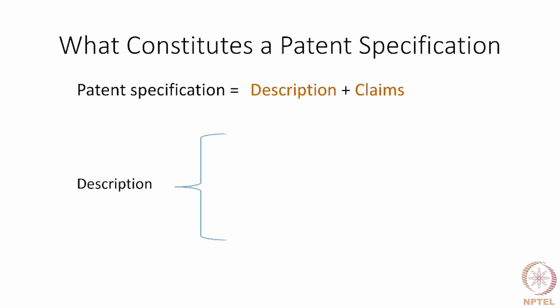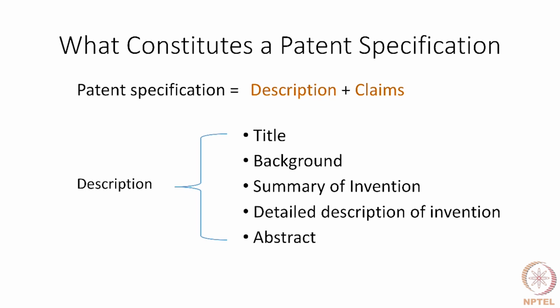Now the description itself has many parts. It has a title, it has a background, summary, detailed description, abstract, and drawings also become a part of the detailed description. So this tells us that the description comprises of various parts. The title, there's a statutory requirement on the title. Background and summary are requirements which are regarded as a part of the descriptive part, to which we will now turn our attention to.